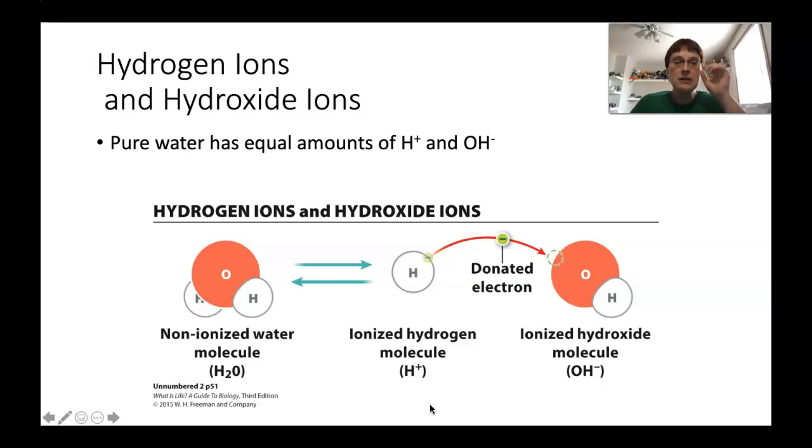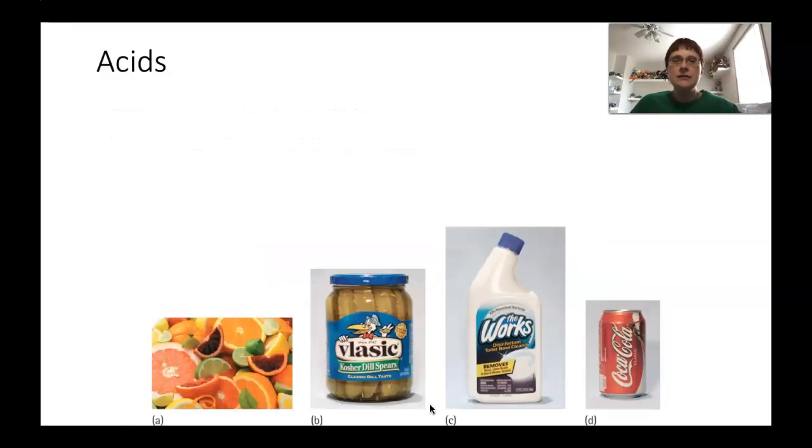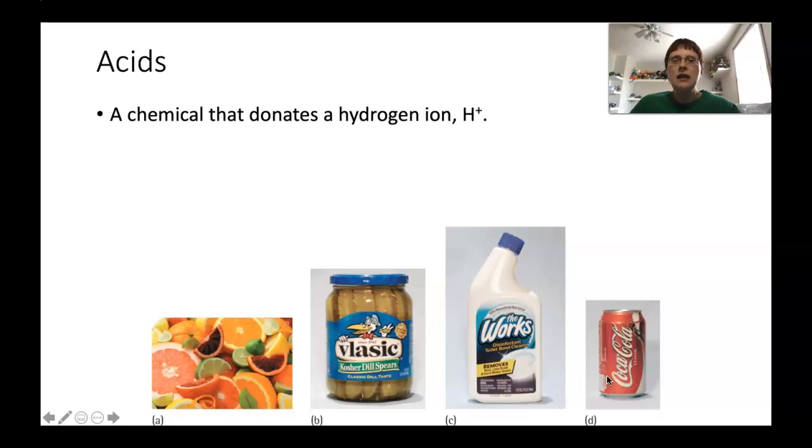All right, so we're going to take a look first at acids. Acids are found in all of the products that you see here. Acids are any chemical that donate hydrogen ions. They are going to donate those H pluses, and they don't have to be water. Water is just one example of where you can get these hydrogen ions. They can be any chemical that donates hydrogen ions.